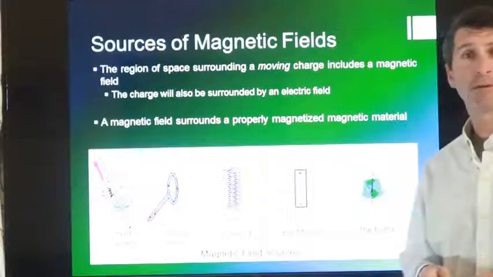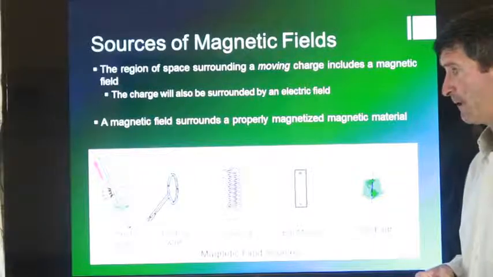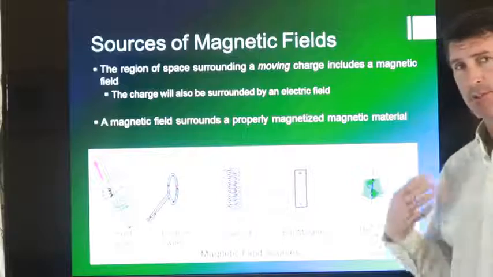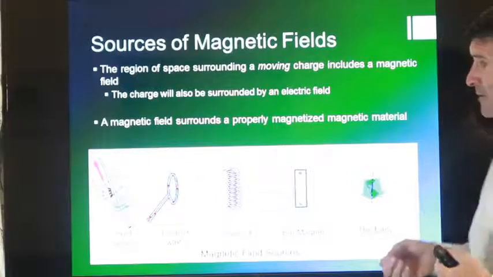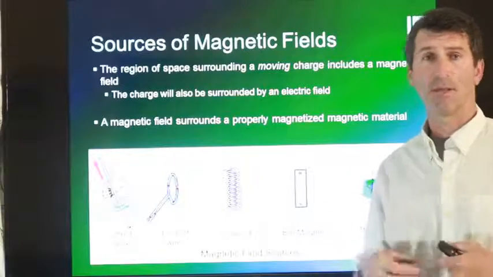Of course, the Earth is also a magnet, and we'll talk a little bit about the source of its magnetic field. But again, to understand what's going on here, we have to understand that anytime we have moving current, this moving current generates a magnetic field.